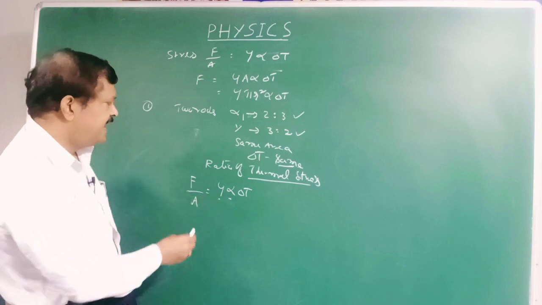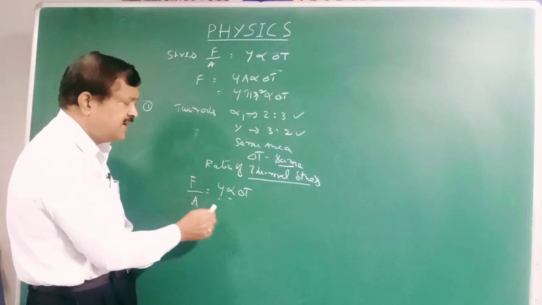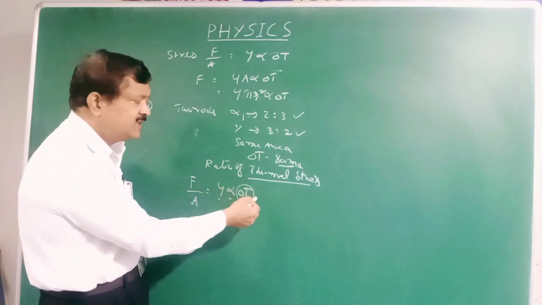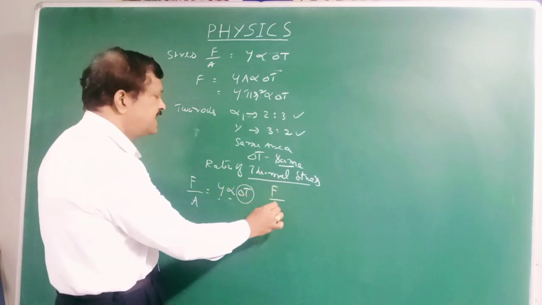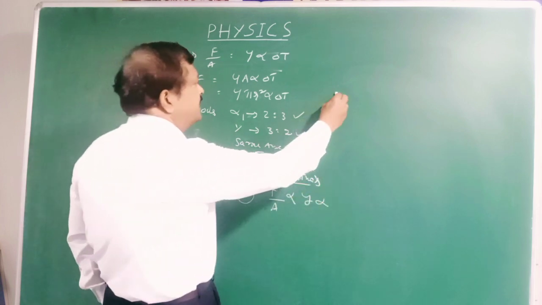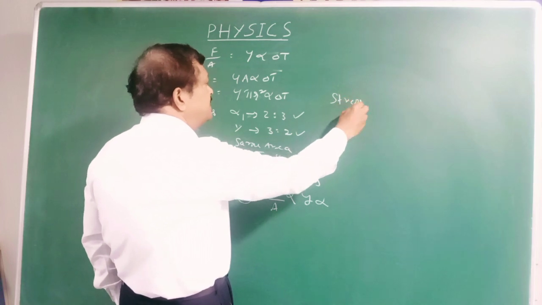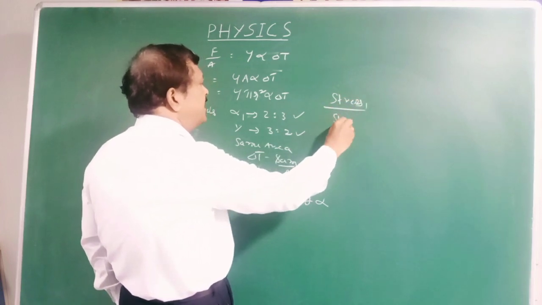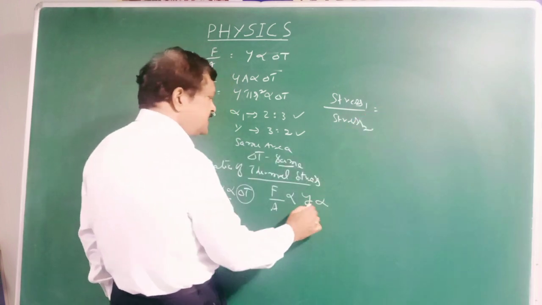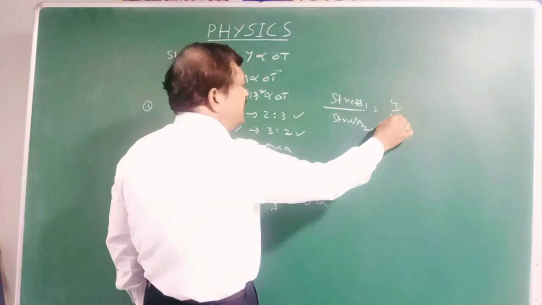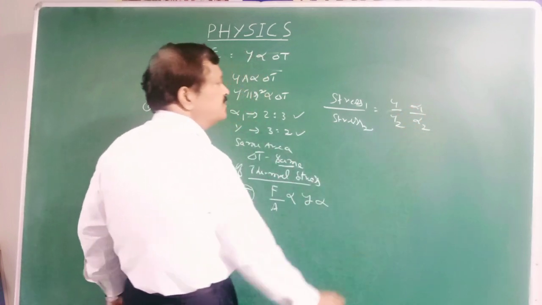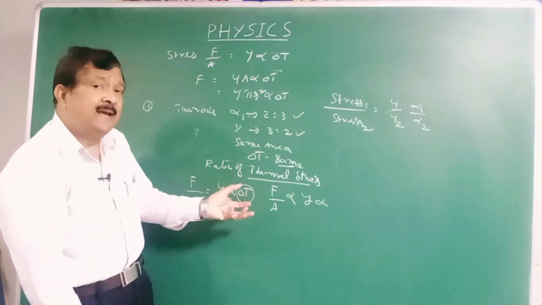So very clearly, in this formula for stress, delta T is the same for both of them. So simply the stress is proportional to Y into alpha. Therefore, you can straight away take the stress in the first one divided by the stress in the second one. That will be equal to Y1 by Y2 into alpha 1 by alpha 2. So, how are we arriving at this equation?